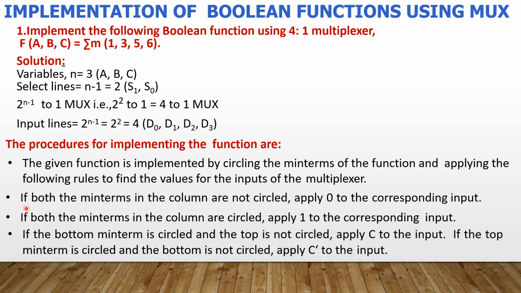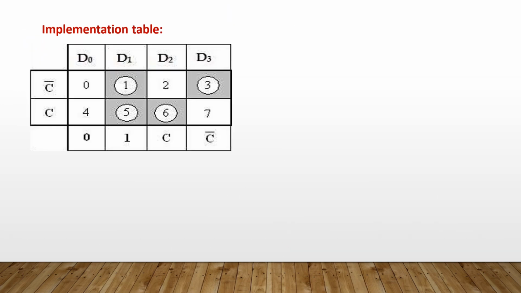If both the minterms in the column are not circled, then you have to apply 0 to the corresponding input. If both the minterms in the column are circled, then you can just apply 1 to the corresponding input. If the bottom minterm is circled and the top is not circled, then we can just apply C to the input. C is nothing but the last variable given in the function. If the top minterm is circled and at the same time the bottom is not circled, in that case you can just apply C bar, that is the complement of the variable, to the input. So this is the procedure to construct the implementation table.